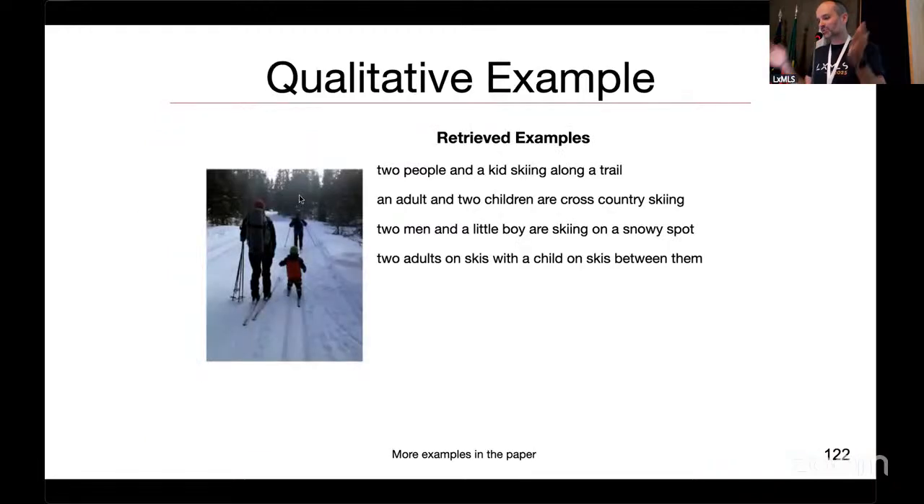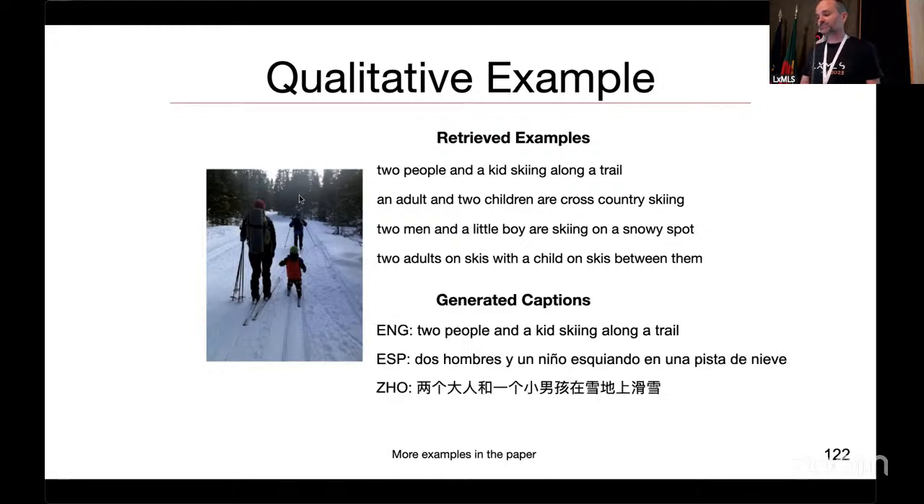We also have some qualitative examples of this is the input image, and these are the retrieved captions using the multilingual clip model, retrieved in English. They all look quite good, actually. And the generated captions, so for English, 2 people and a kid skiing along a trail, that's really good. And I speak English, so I can verify that.